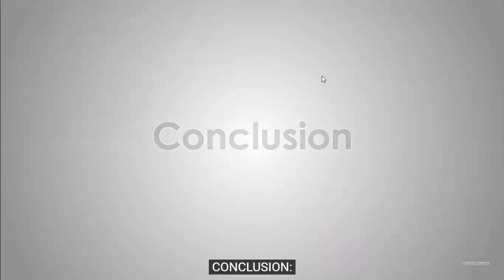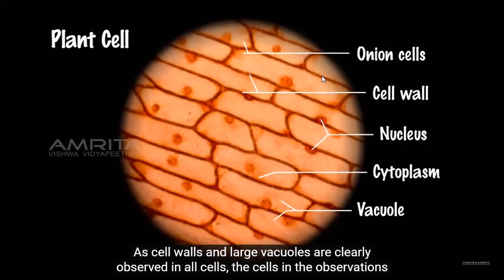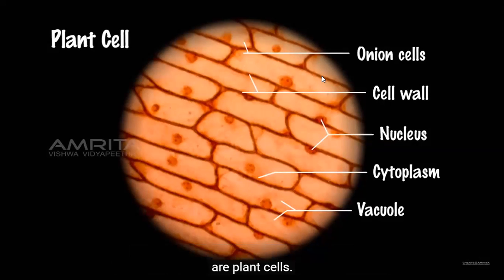Conclusion. As cell walls and large vacuoles are clearly observed in all cells, the cells in the observations are plant cells.